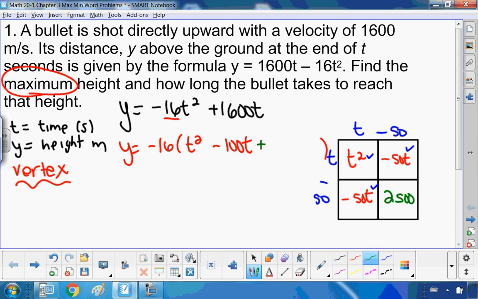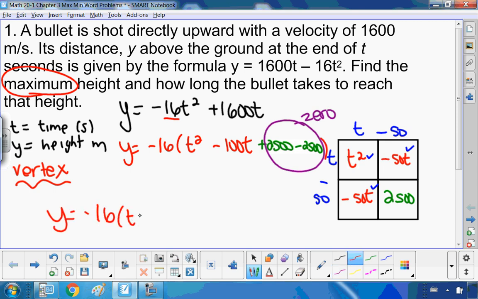So what I'm going to do is I'm going to add 2500, and I will also subtract 2500. So adding and subtracting 2500 is like adding 0 to the equation. And I haven't changed its value. So let's just go down here. I'm going to write it so I have a little bit more room. I want to close my bracket, so I just focus on my perfect square trinomial.